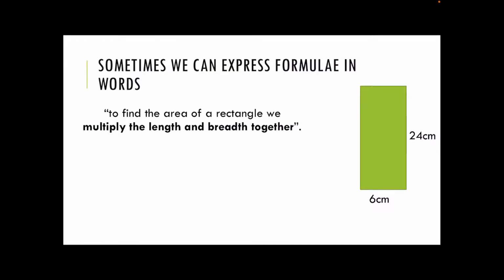So sometimes we can express formulae in words. For example, to find the area of a rectangle, we multiply the length and breadth together. We usually use letters to represent this because in maths we don't like writing out words all the time. So this is saying that our area is equal to our length times by breadth. So my length is 6, my breadth is 24, and so that's going to be 144.